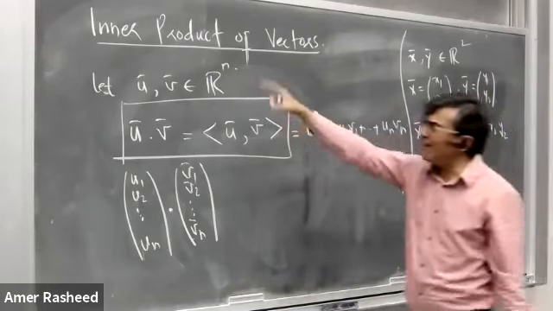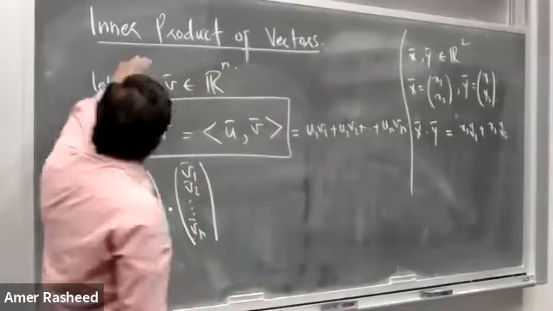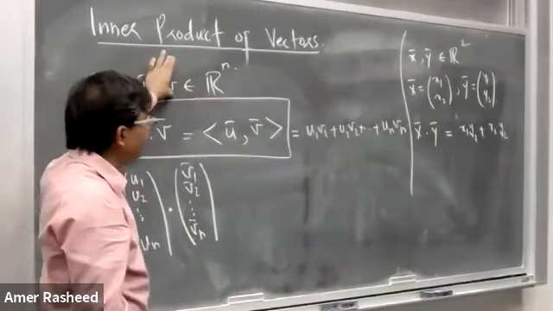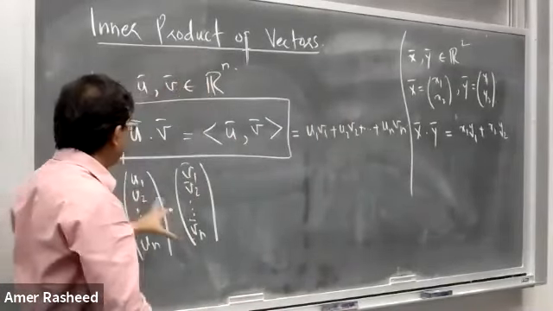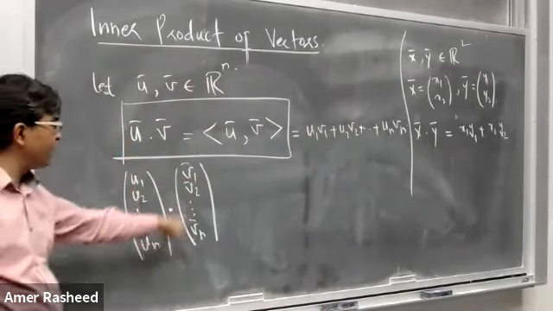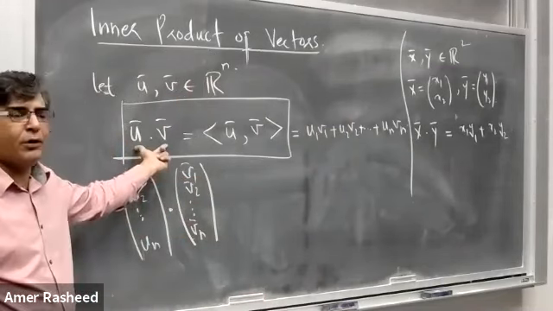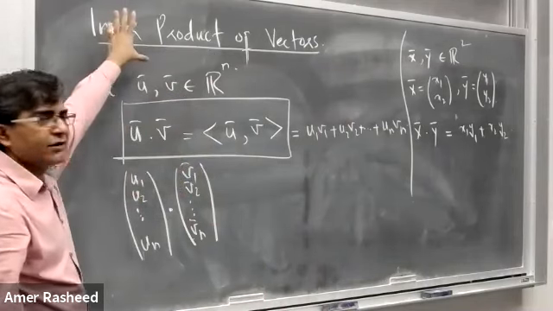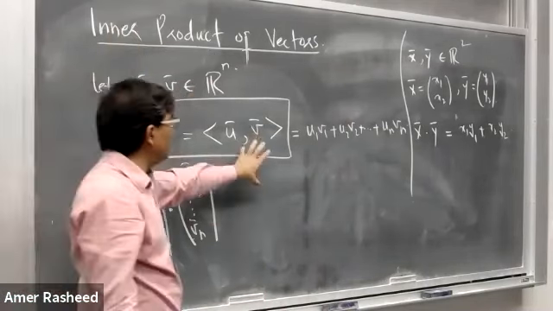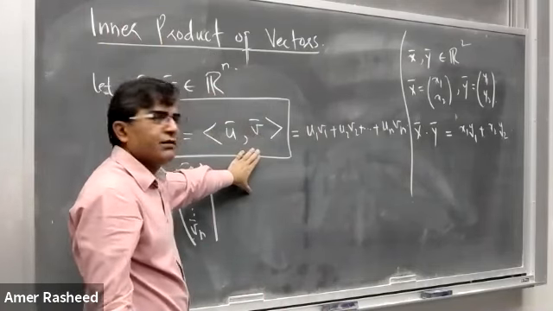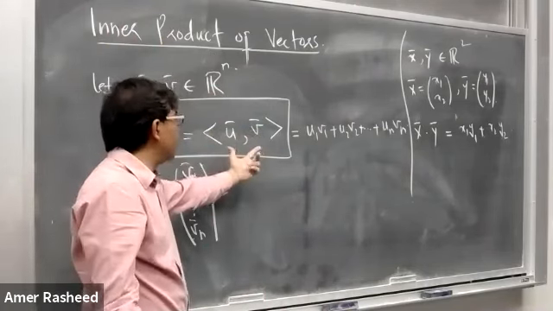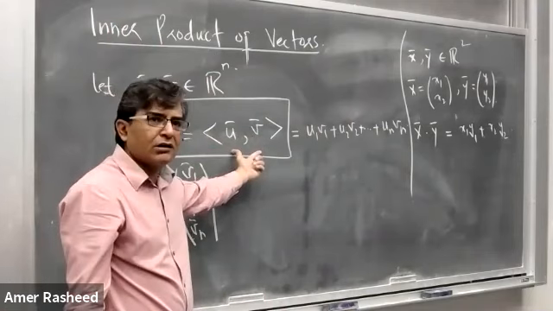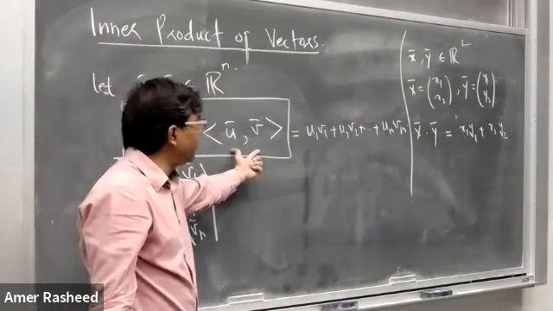But if we generalize it in Rn, and we assume that we have two vectors u and v in Rn, having components u1, u2, so on un, then how do we define the dot product u dot v? Here we call it the inner product of vectors, and there is another, new notation we use for the dot product or inner product of two vectors.